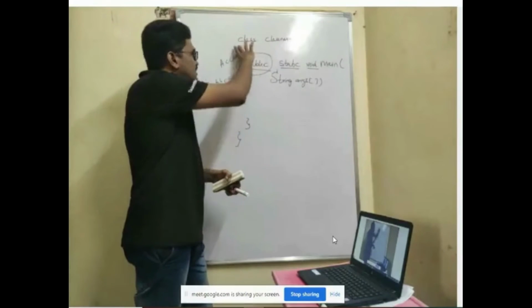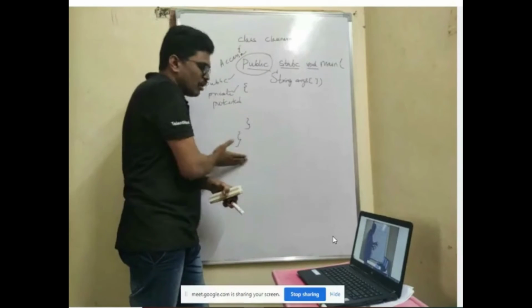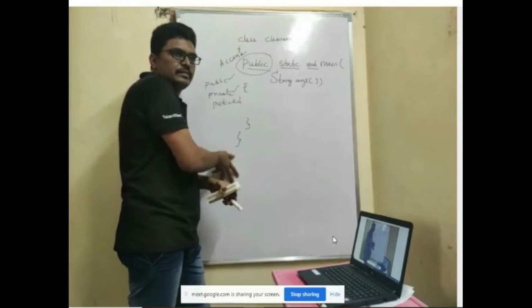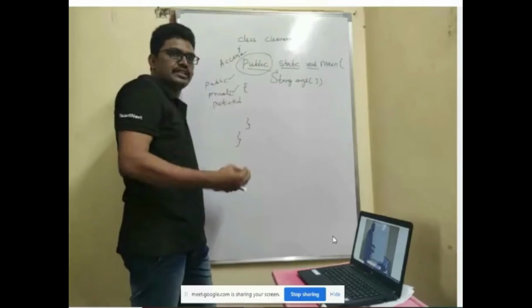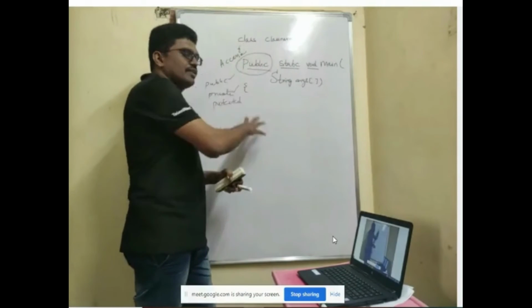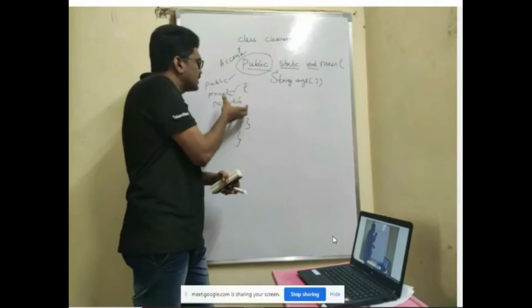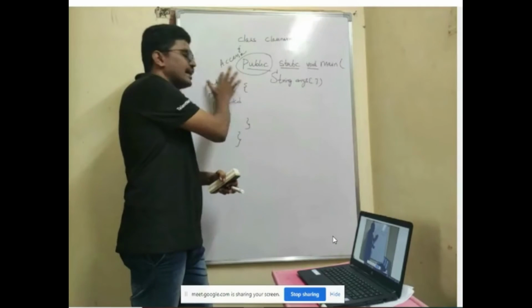Private means only within the class you can access; outside of the class you cannot access. That's what we discussed at the beginning. Object-oriented programming's purpose itself is to provide security for the data, and we can provide that security by using these three access specifiers.